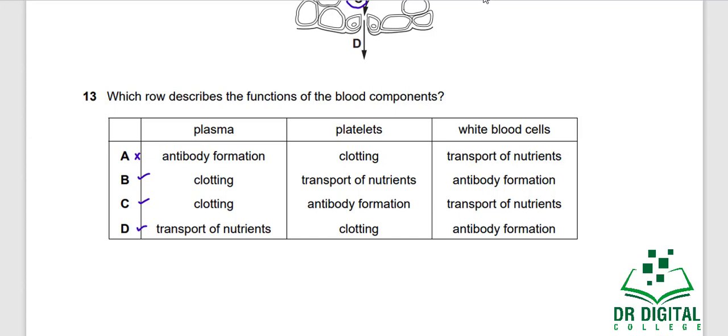A is wrong. Platelets are involved in clotting, but we have already made A wrong. Transport of the nutrients, this is not the job of the platelets, so B is wrong. Antibodies formation, platelets are not making antibodies. Okay, so C is wrong. And platelets are involved in clotting. Yes, platelets are involved in clotting. White blood cells, they are, for the D option, antibody formation. Lymphocytes are one kind of white blood cells, so they are making antibodies. So the answer for question 13 is D.